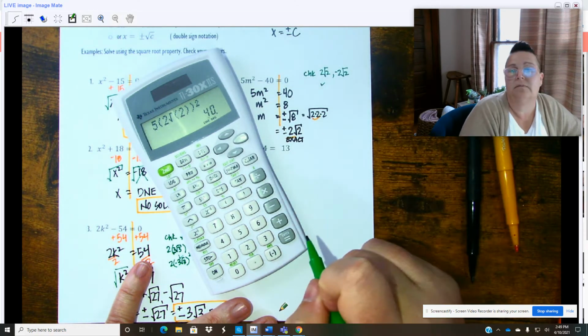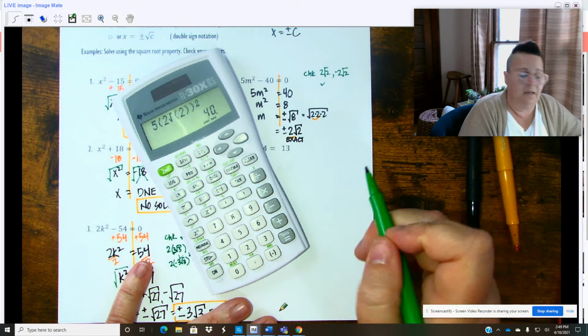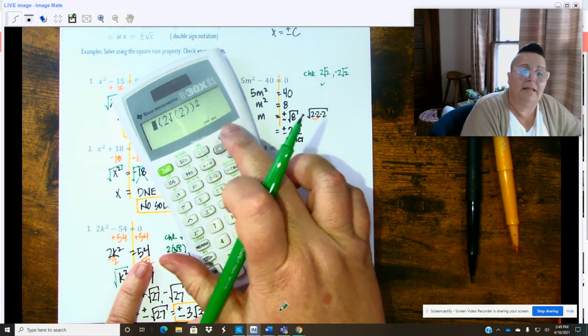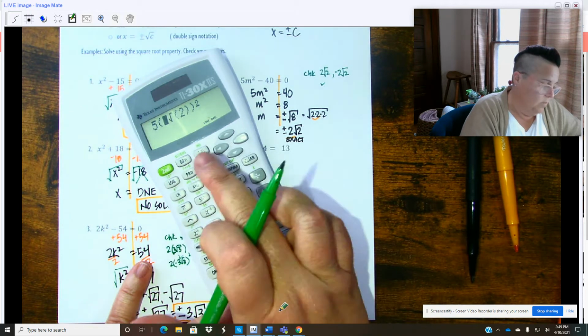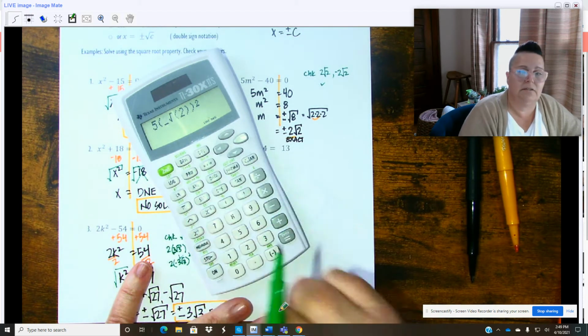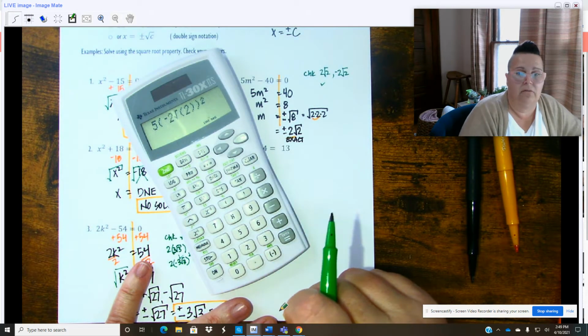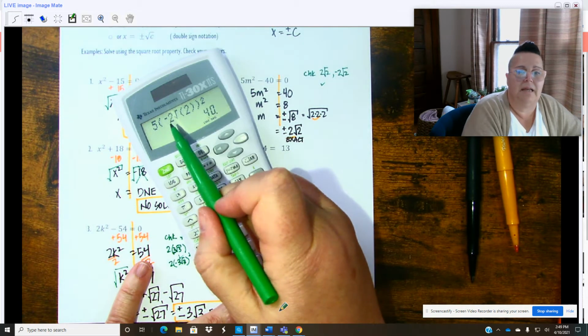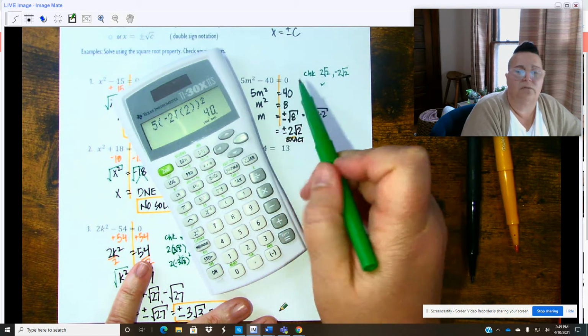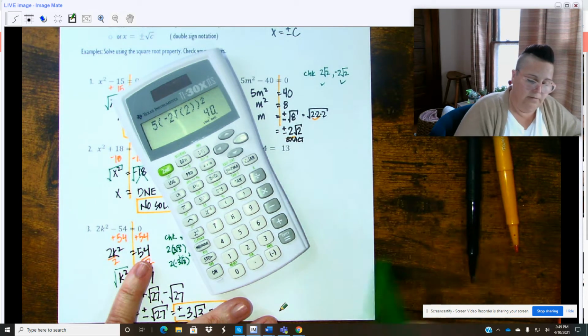This guy works. And to check a negative 2 square root of 2, I like this calculator because I can just scroll over, have it blinking where you want to insert it. Second, insert, negative, enter, and I still get a 40 when that's negative. So 40 minus 40 is 0, and that checks.